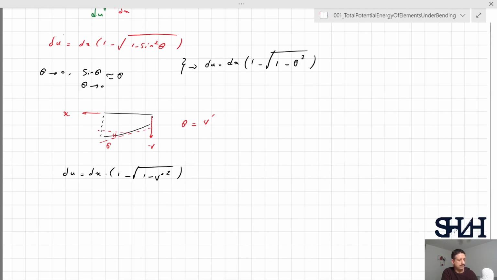squared. Again, from the Maclaurin series, I can write down that the square root of 1 minus v prime squared is 1 minus 1 over 2 v prime squared. So it will be 1 minus 1 minus 1 over 2 v prime squared. Then it will be 1 over 2 v prime squared dx.